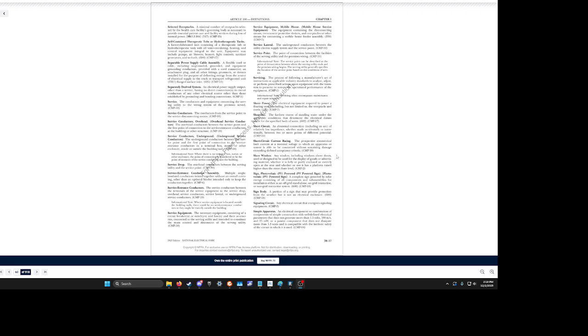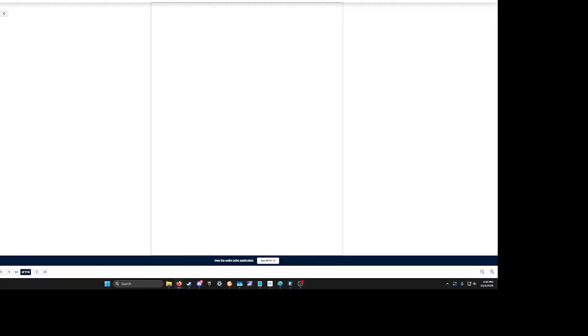Show window. Any window, including windows above doors, used or designed to be used for the display of goods or advertising material, whether it's fully or partly enclosed or entirely open. So essentially, a window used to display items, like a display window, basically.